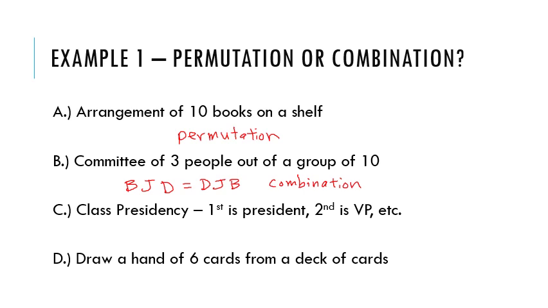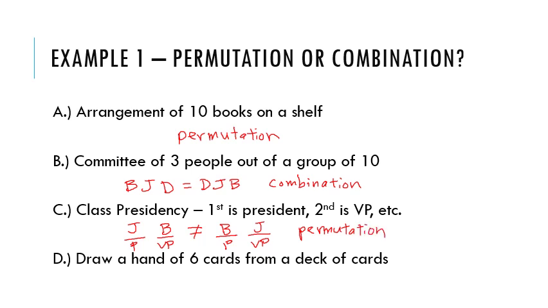Okay, class presidency, where the first person is president and the second person is vice president. In this one, the order does matter because you have president and you have vice president. So if you have Joe as president and Bill as vice president, it's not the same thing as Bill for president and Joe for vice president. See how the order matters? It's different if you change the order. So this one is a permutation.